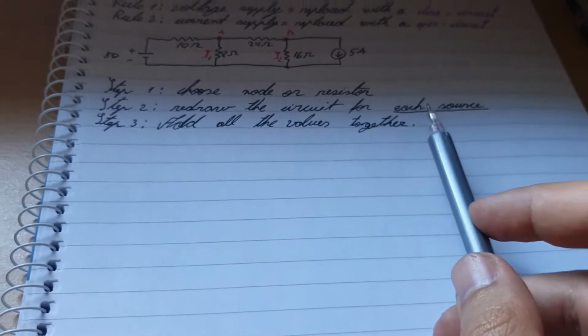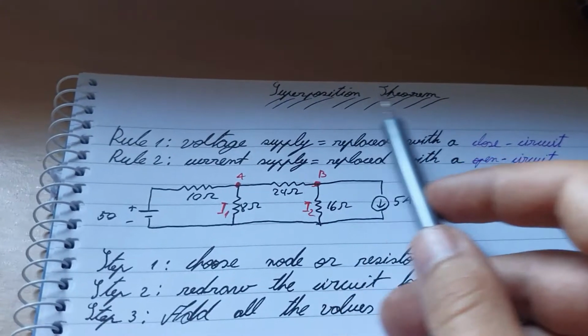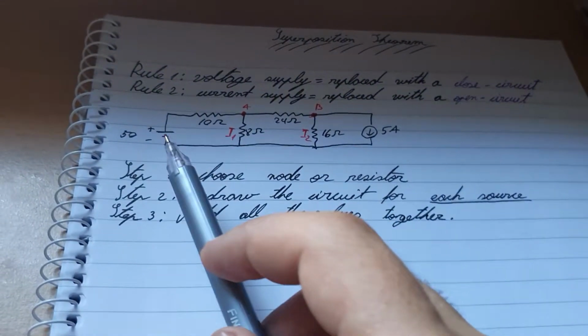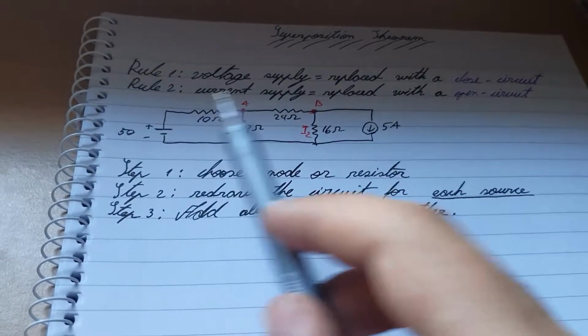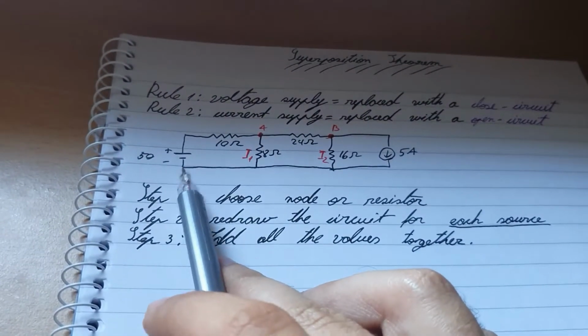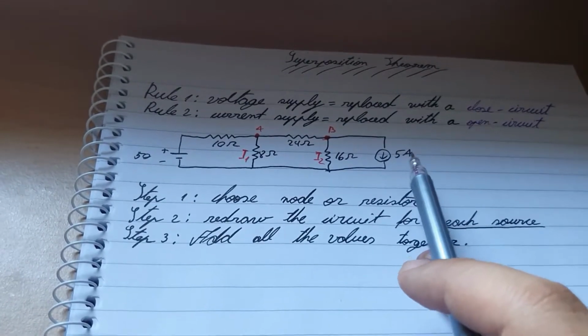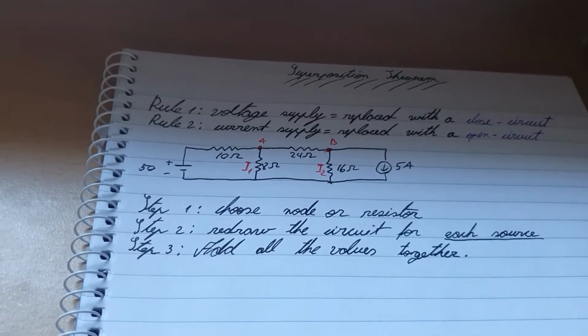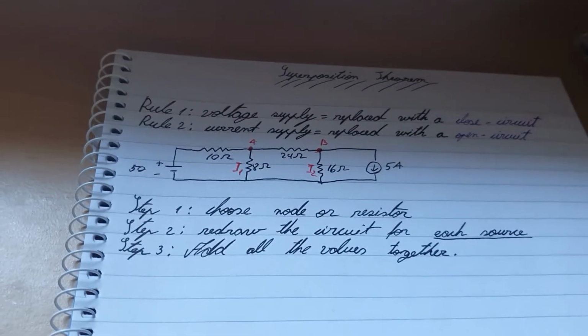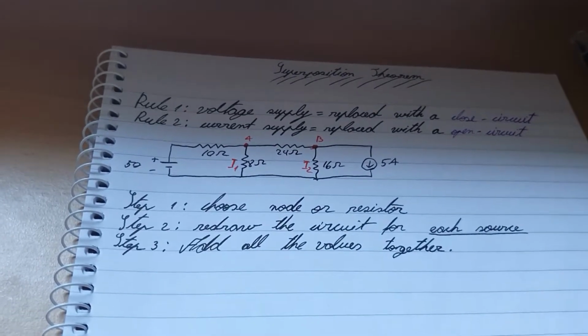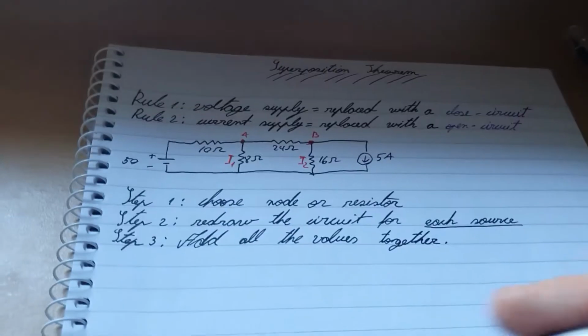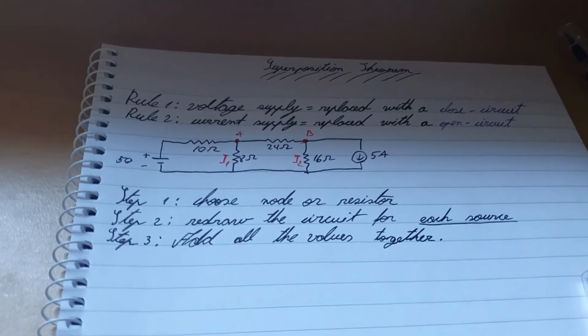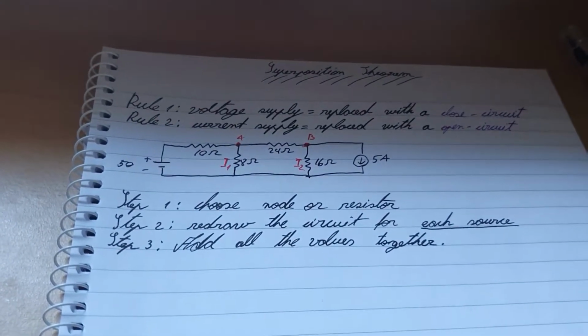And now step two is to redo the circuit for each resistor. In superposition theorem, we have to redo the circuit for every source. Basically, we have to do it once for the voltage source and once for the current source. And that's why I don't think this is a great theorem. Because if you have two sources in a very big circuit with many resistors, then this theorem really works well.